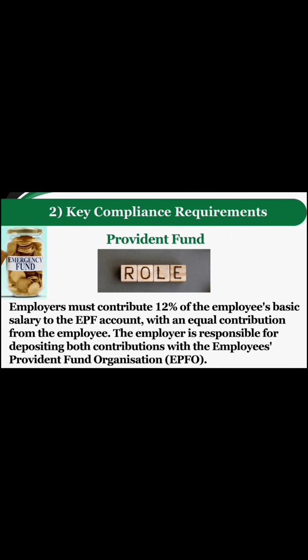Now let me clear it again. There are two sides of PF, Provident Fund. One is the employer side, the other is the employee side. The employer side is from employers only. They have to add that 12% plus cess and all from their side, and the employee side is deducted from salary, and that combined amount is deposited with the Employees Provident Fund Organization. So this is the proper procedure.